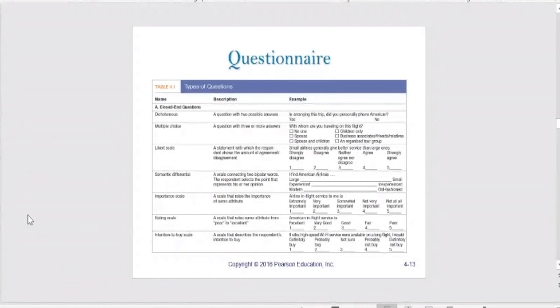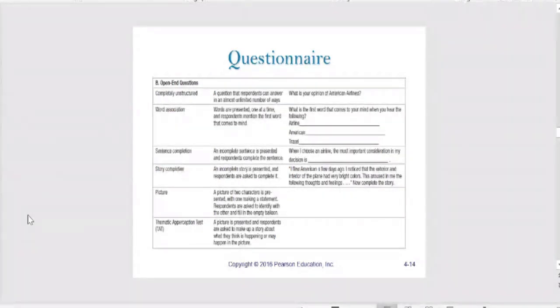Then there's a Likert scale, where you have a range of answers from strongly disagree to strongly agree. Then there is a semantic differential. For example, between large and small, you can mark anywhere, and that would give a percentage of your association with that sort of question. Also, you have an importance scale, rating scale, and intention to buy scale. Also, you have certain open-ended questions, like what is your opinion about Air India? That could be an open-ended question, and you can have many different options, or word association, and so on and so forth.